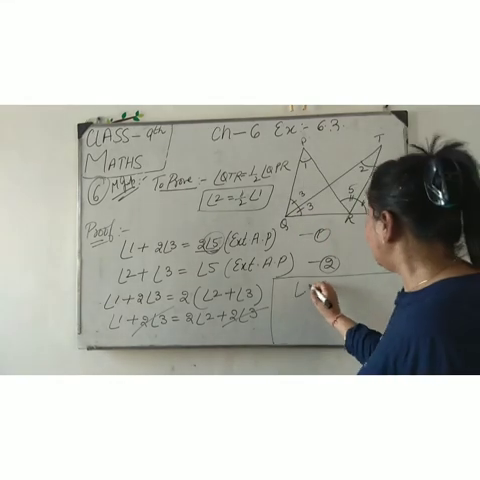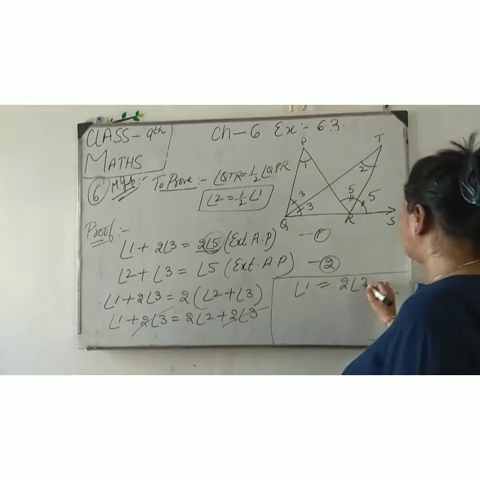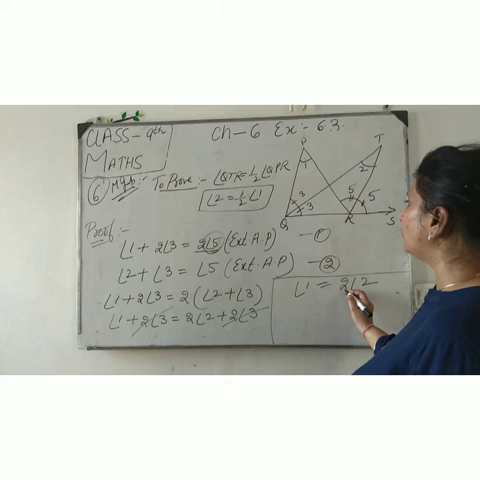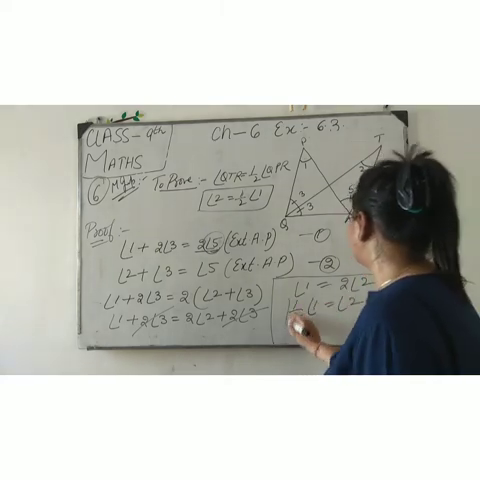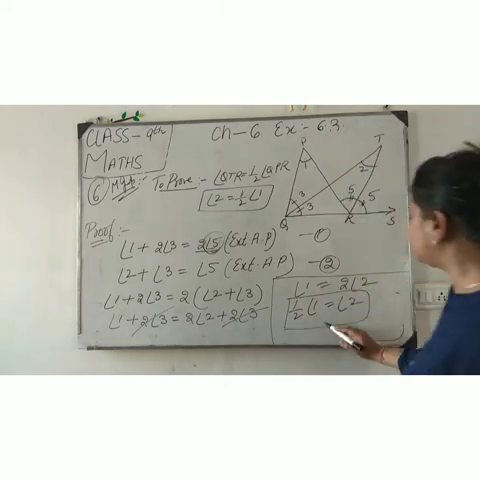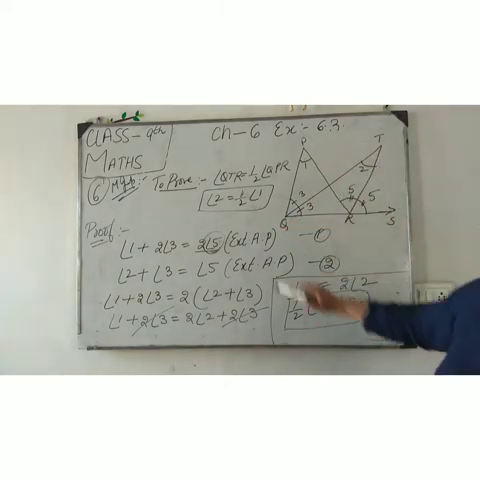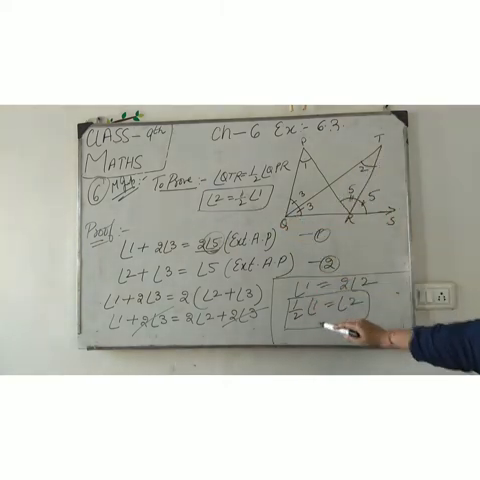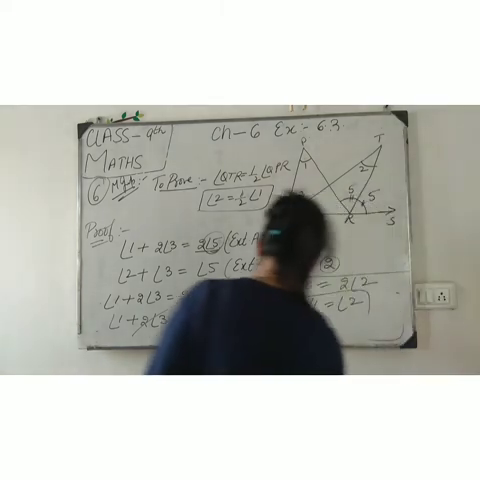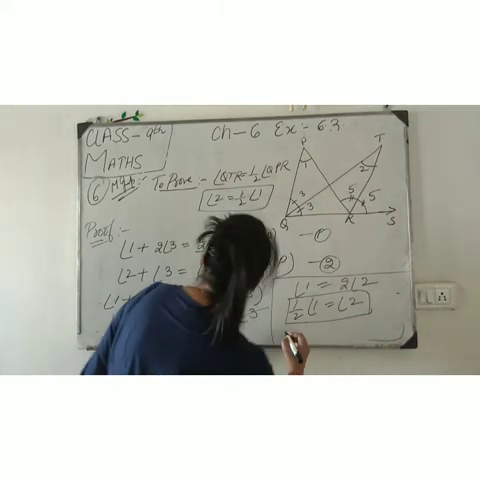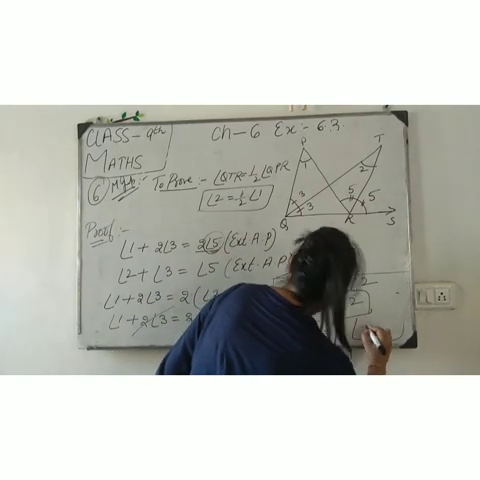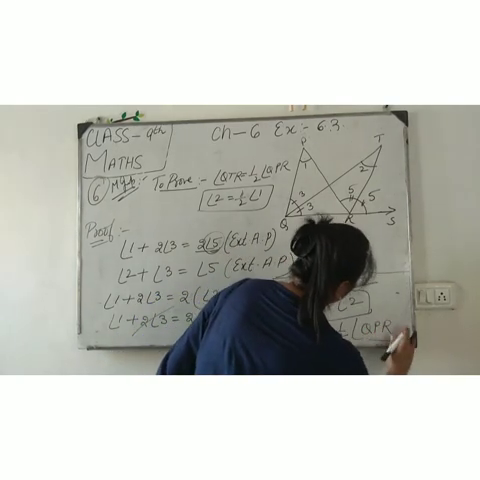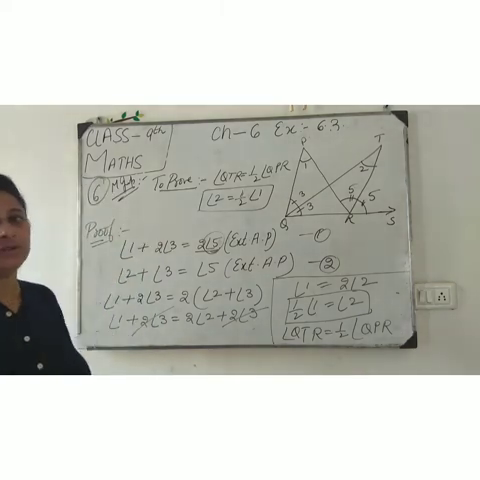After that, angle 1 equal to 2 angle 2. Here is multiply by 2, and on this side it is the reciprocal. So the same thing I proved above and the same thing I proved here. Hence proved. In short, you can write in mathematical language: angle QTR equal to half of angle QPR. Hence proved. Now is it clear?